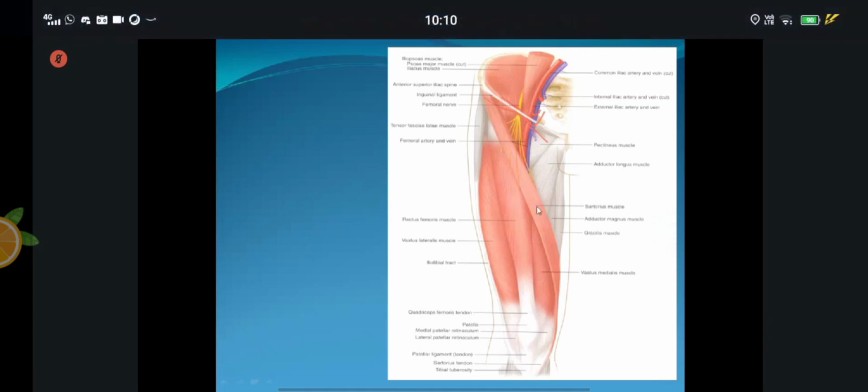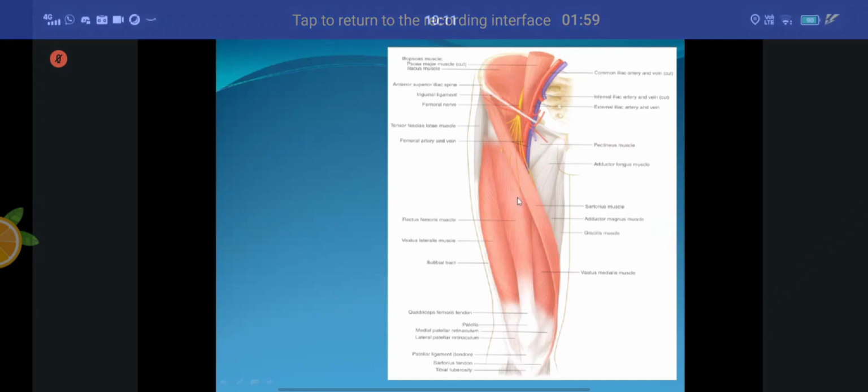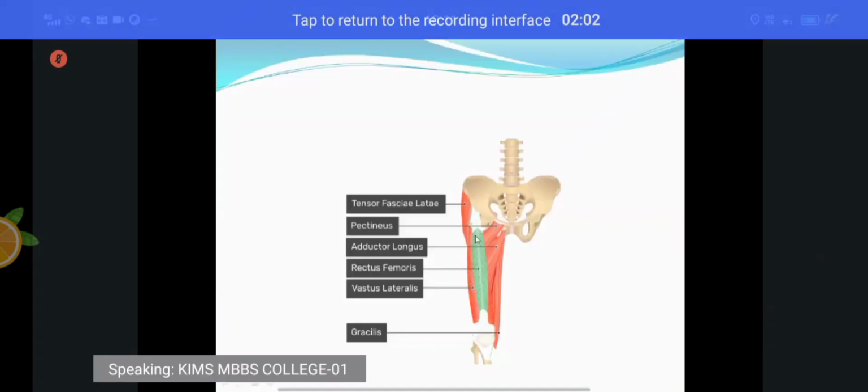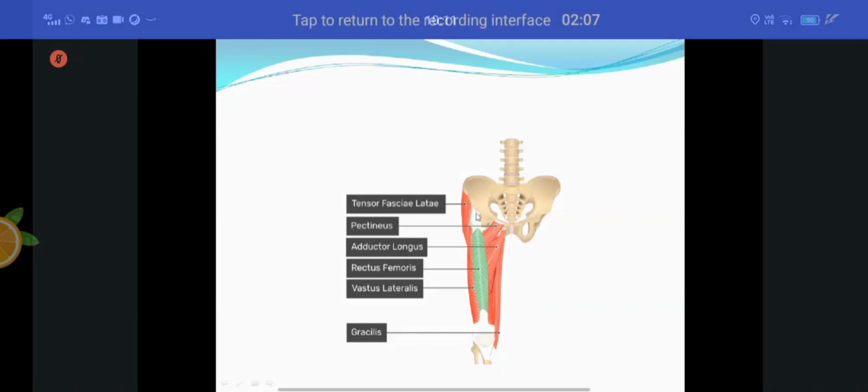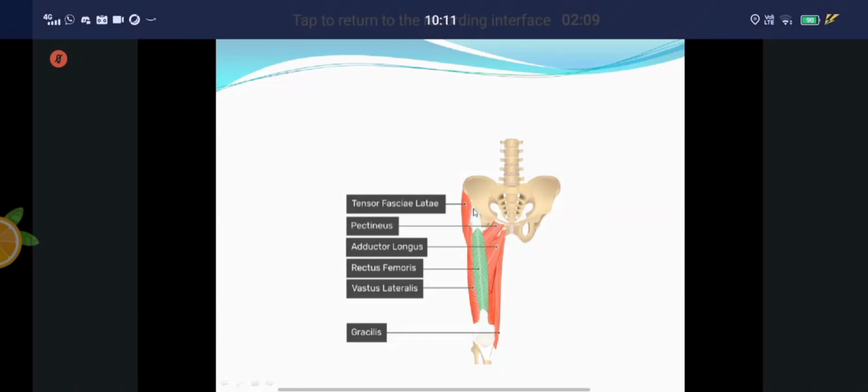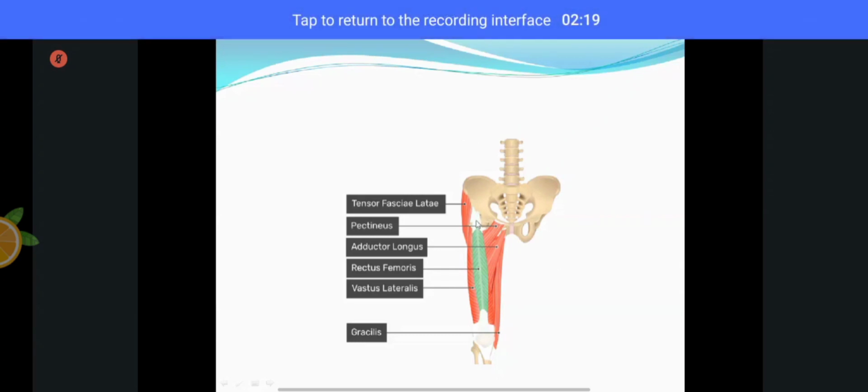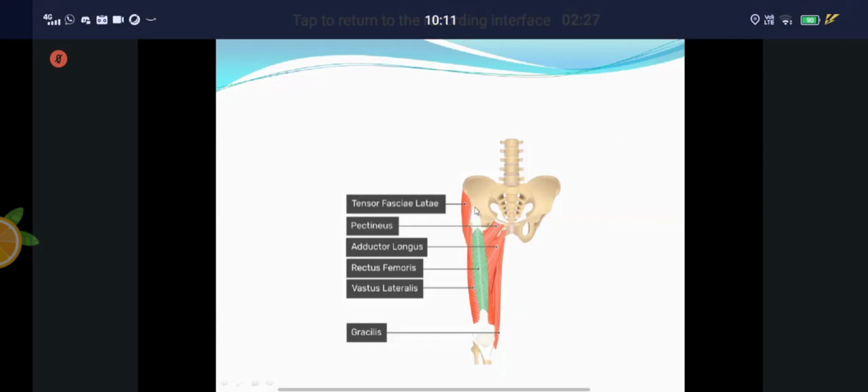And the next muscle you are coming across, what is this muscle here? This is known as the rectus femoris muscle. So for the rectus femoris muscle, what is the origin? It gets its origin from two places. One is from the notch which is present between the anterior superior iliac spine and the anterior inferior iliac spine. So the straight head of rectus femoris gets its origin from the notch between the anterior superior iliac spine and the anterior inferior iliac spine.